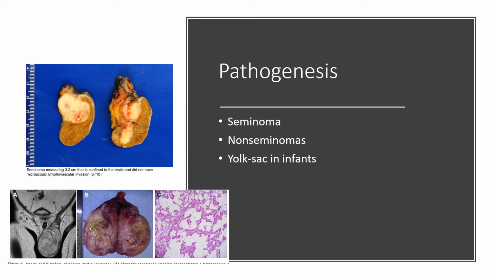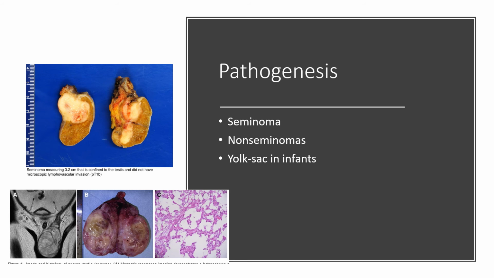The seminomas appear as a solid gray-white growth, and they are rarely necrotic or cystic. So you can see the seminoma in the top picture there. Non-seminomas include embryonal carcinoma, teratomas, choriocarcinomas, or yolk sac tumors. Luckily, seminomas are very sensitive to radiation therapy.